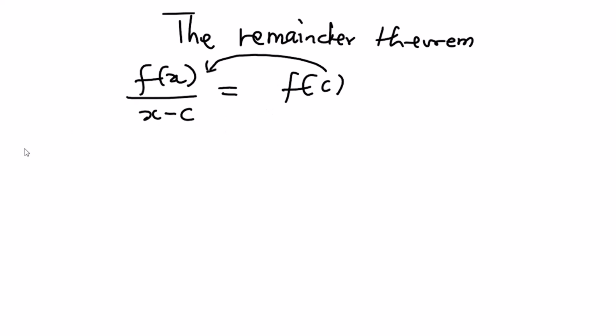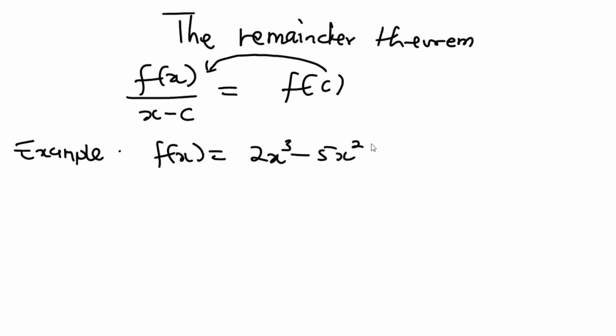Alright, so that is the basic idea of this. So let's take an example. Let's say you have a function f of x being equal to 2x cubed minus 5x squared plus 6x minus 12. You have to find f of 4. It basically means that you are going to substitute this 4 into the function.